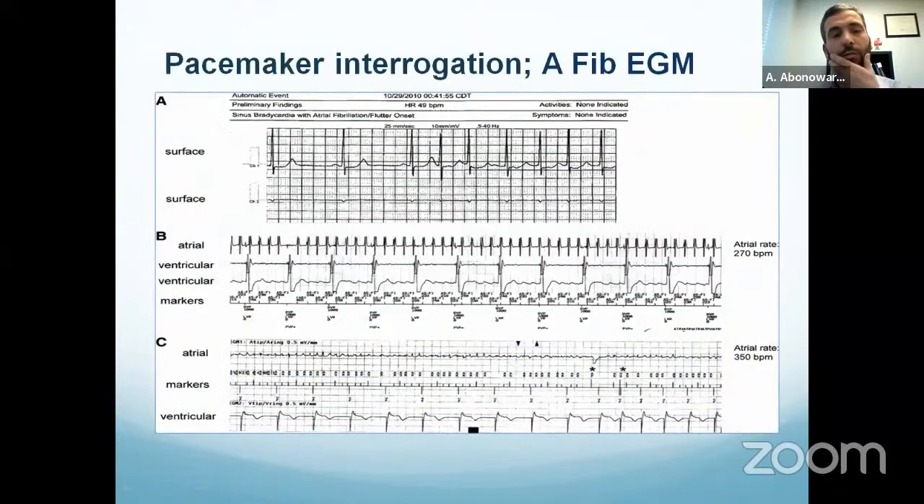Here, just quickly to go over the pacemaker interrogation. Pacemaker interrogation will give you an idea about the function, but also about the diagnosis. Remember, I mentioned early on, pacemaker functions are several, including diagnosis.